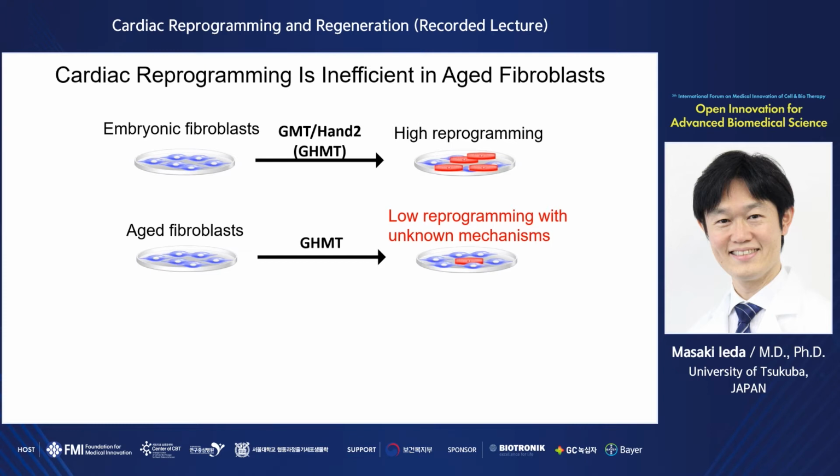We previously found that GATA4, MEF2C, and TBX5 plus HAN2 greatly improve cardiac reprogramming in embryonic fibroblasts, as shown in the upper panel. However, we realized that overexpression of GHMT can reprogram aged fibroblasts into cardiomyocytes, but the reprogramming efficiency was low, and the mechanism of the difference between embryonic and aged fibroblasts remains unknown. So we want to make more cardiac muscle cells from aged fibroblasts. To test this, we screened chemicals to improve cardiac reprogramming in aged fibroblasts.